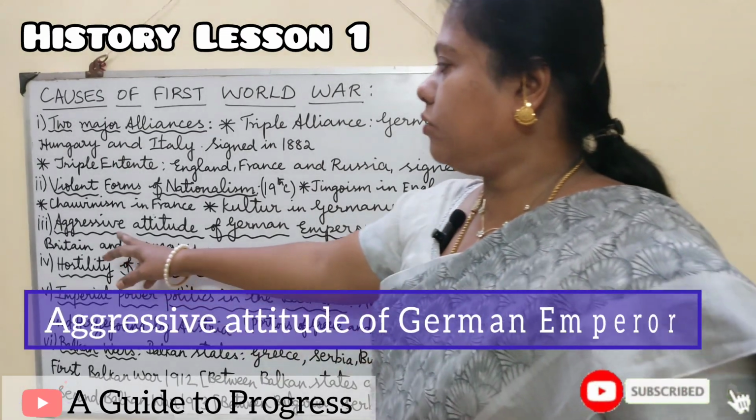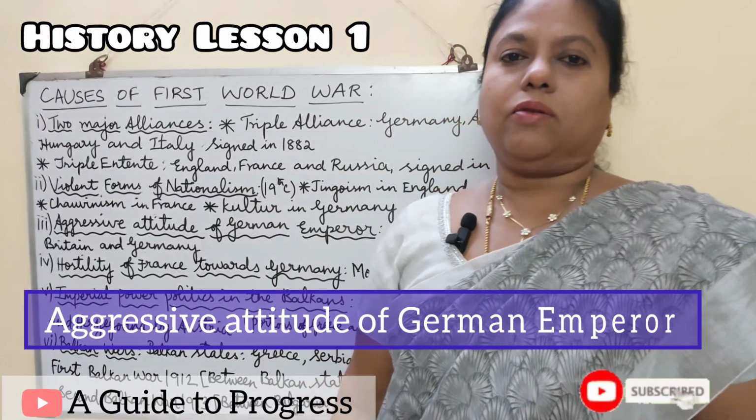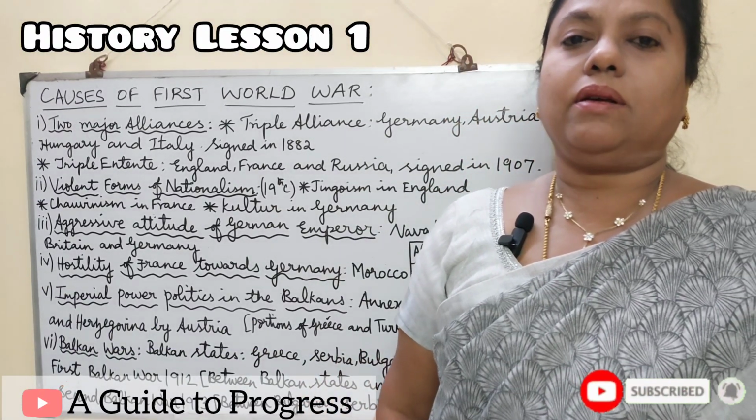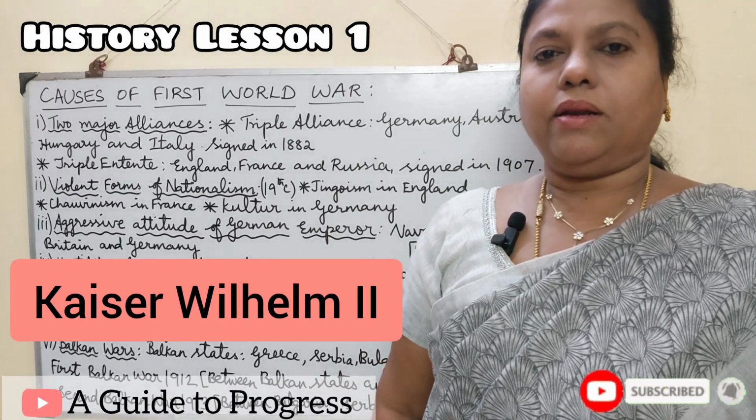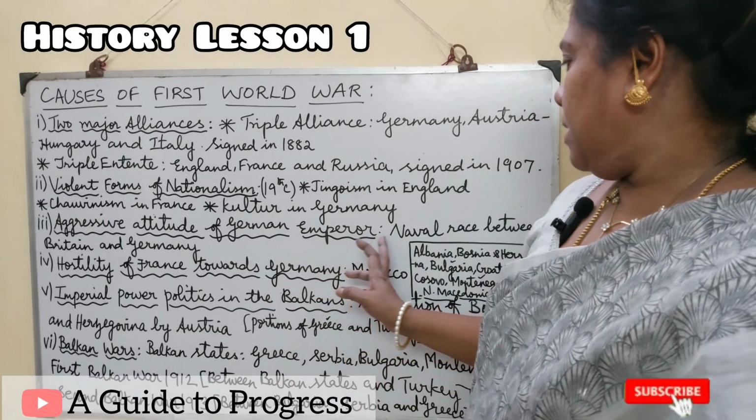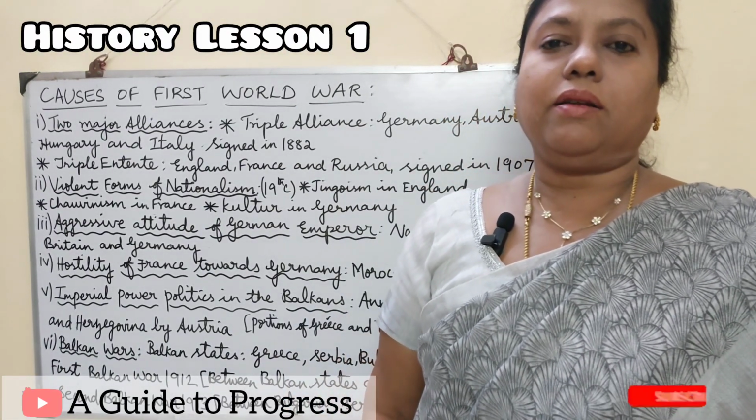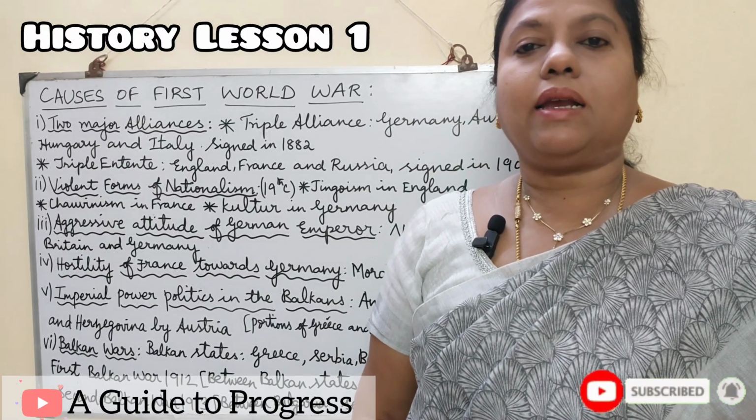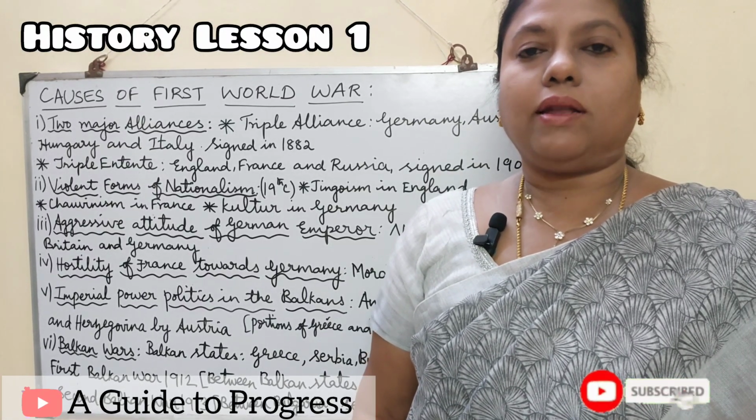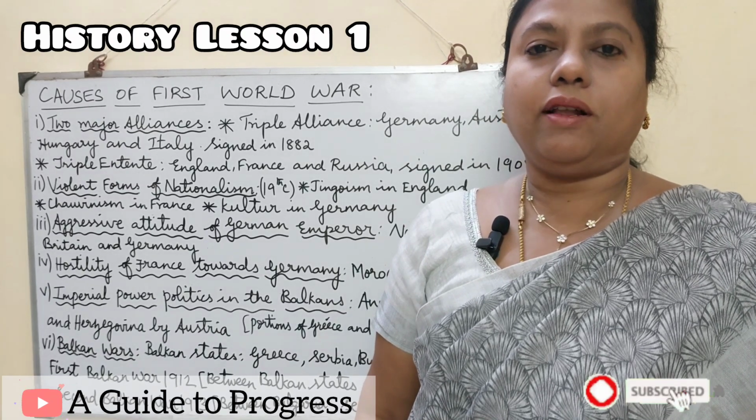Next we move on to the aggressive attitude of the German Emperor or Germany. So at that time, Wilhelm II was the German Emperor, and he said that he would be the leader of the world. Generally, Germans believed in the superiority of their Aryan race. They thought that Germany was the top country among the countries of the world.